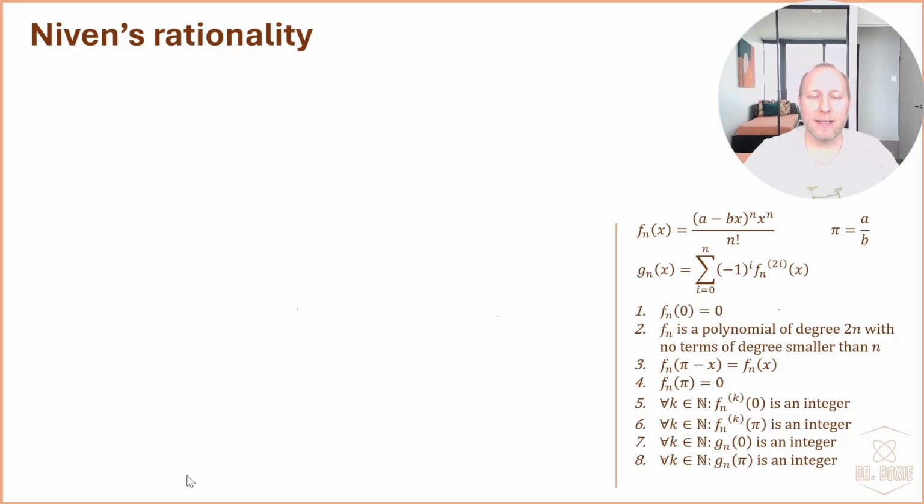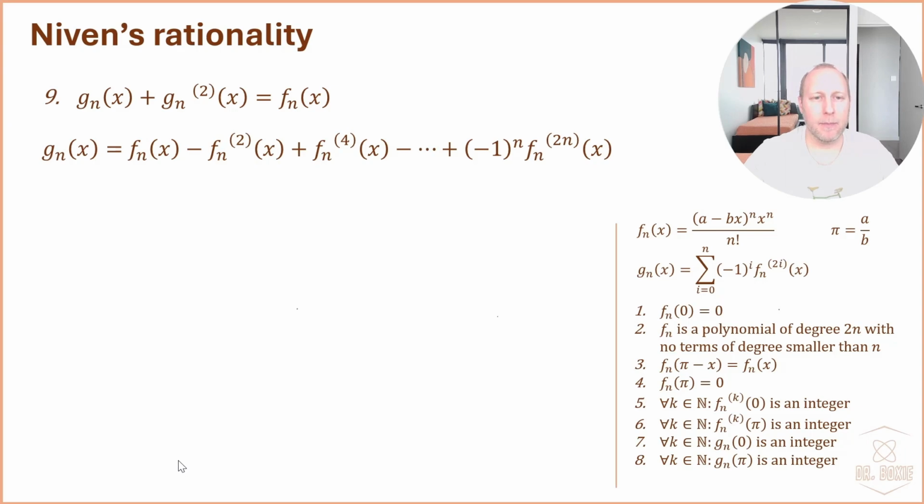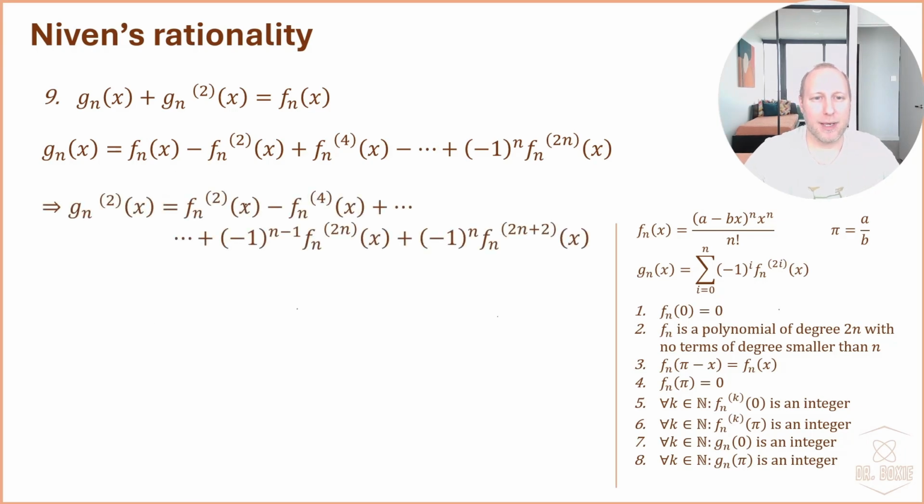The final property of gn we need is that gn plus its second derivative is fn itself. Why is that so? Well, gn is defined in the following way, and if we take the second derivative, each of the terms gets derived twice, and so the first term fn derived twice gives us the second derivative of fn, the next one minus the second derivative of fn becomes minus the fourth derivative of fn, etc. And the very last term becomes minus 1 to the power n times the 2n plus 2 derivative of fn.